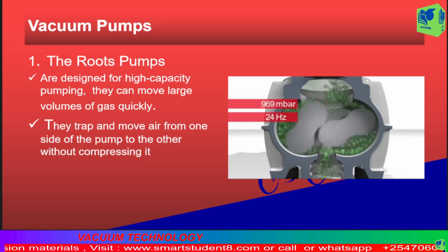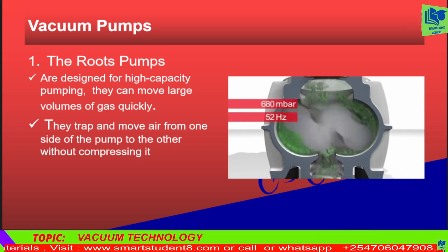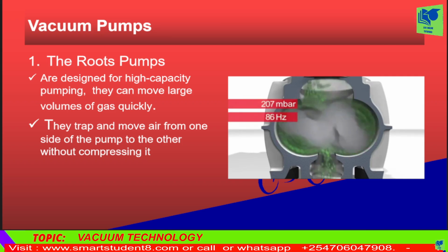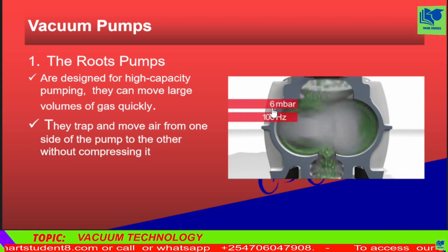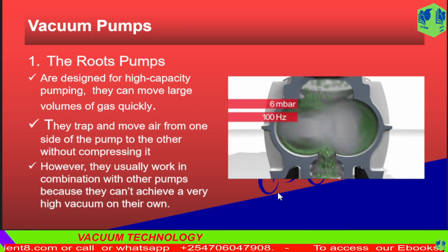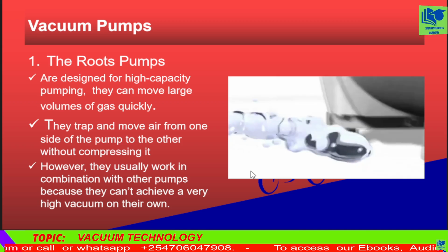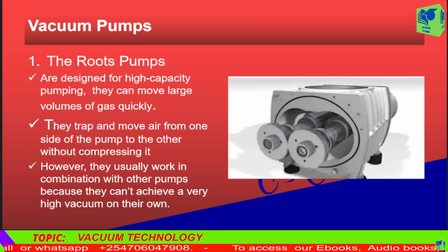Roots pumps are incredibly efficient when you need to evacuate large spaces rapidly, such as in industrial vacuum systems or chemical processing plants. However, they usually work in combination with other pumps because they can't achieve a very high vacuum on their own. Now let's talk about diffusion pumps.